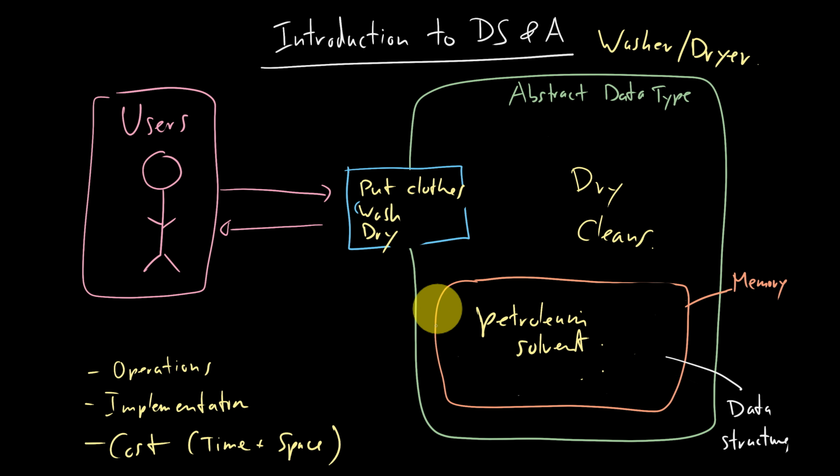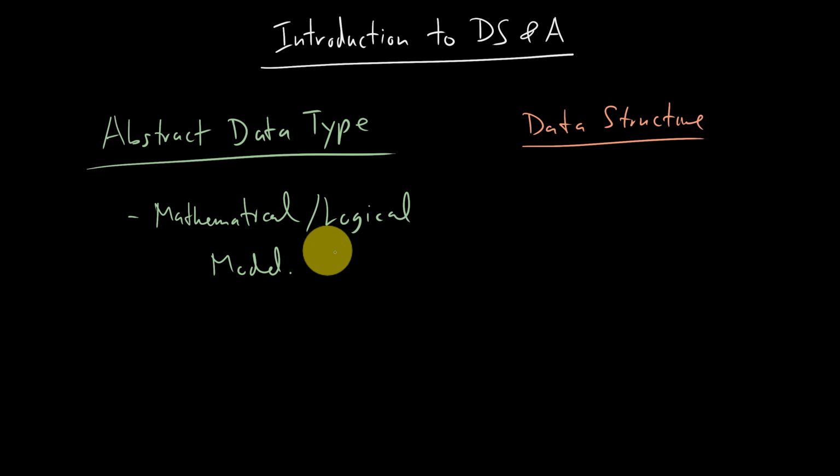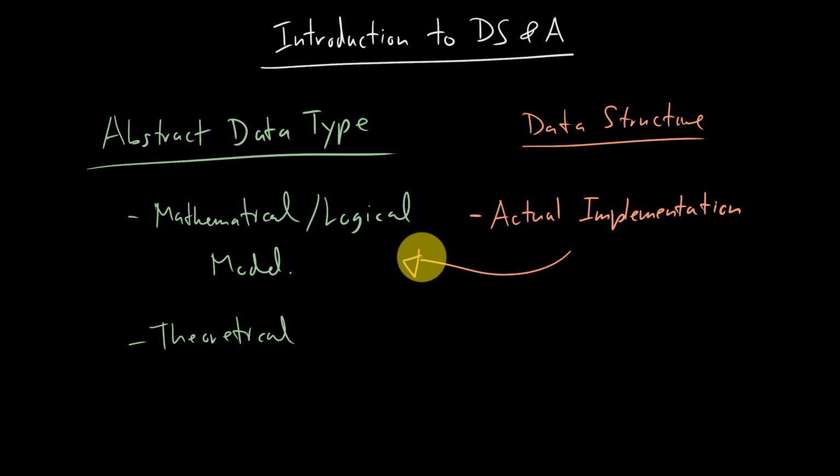So that's pretty much what abstract data types mean. You can think of an abstract data type as something logical. To formally define it, an abstract data type is a mathematical or logical model where you specify its behavior from the point of view of the user. It defines the data it can hold and what operations you can do to it, but it abstracts the implementation away. So it's a theoretical concept, right? And then a data structure is the actual implementation behind the abstract data type.